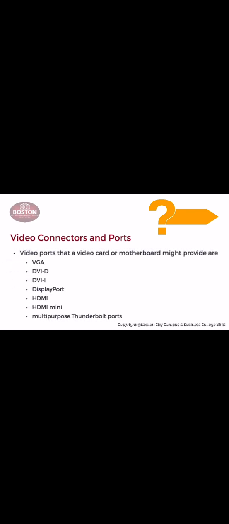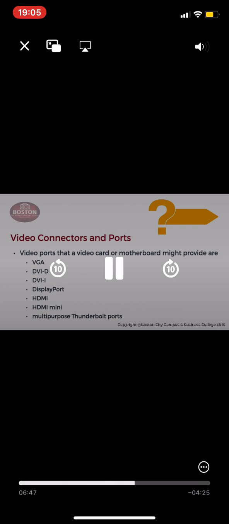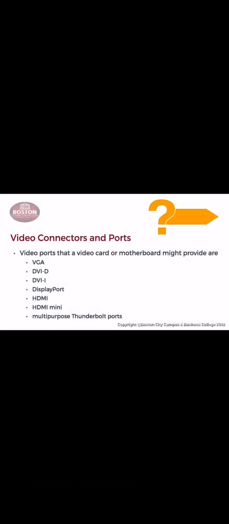We are now looking at the connectors and ports. Video ports that a video card or a motherboard might provide are VGA, DVI-D, DVI-I, DisplayPort, HDMI, HDMI Mini, and multi-purpose Thunderbolt ports. VGA, known as Video Graphics Array, is a standard for the video graphics adapter that was built into IBM's PS/2 computer.